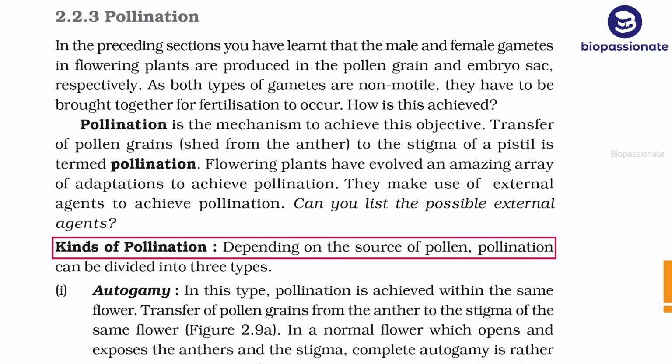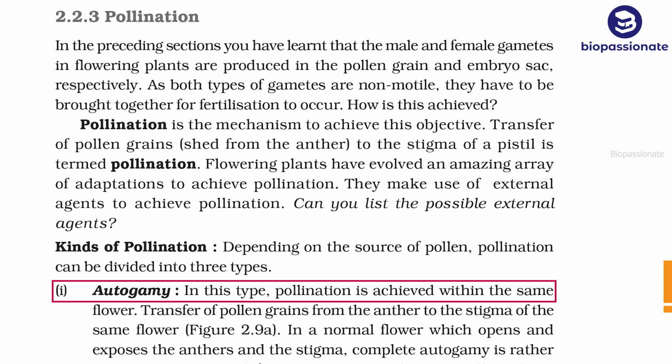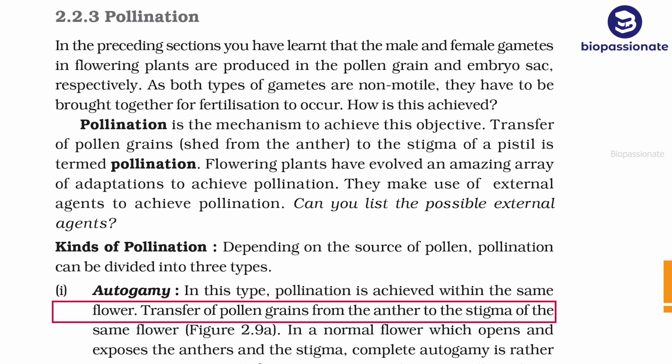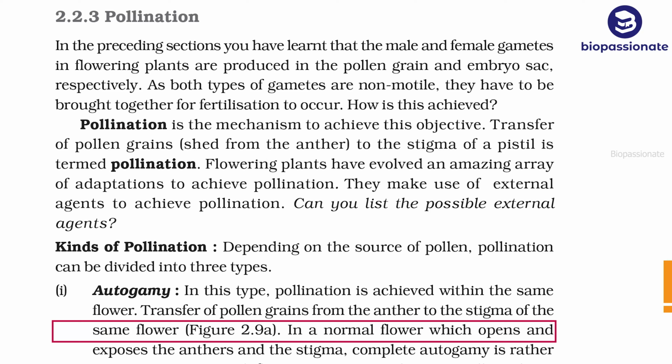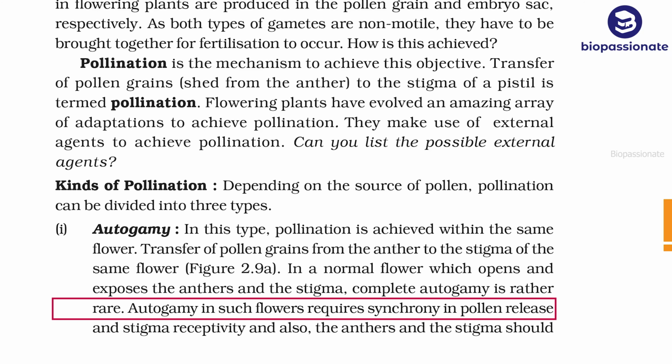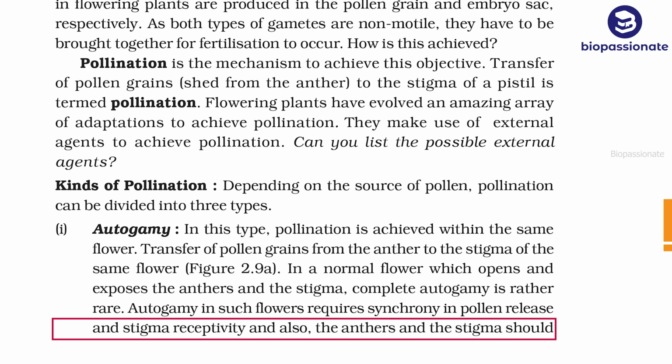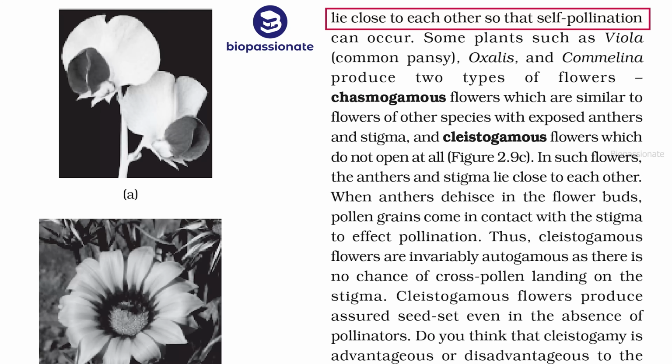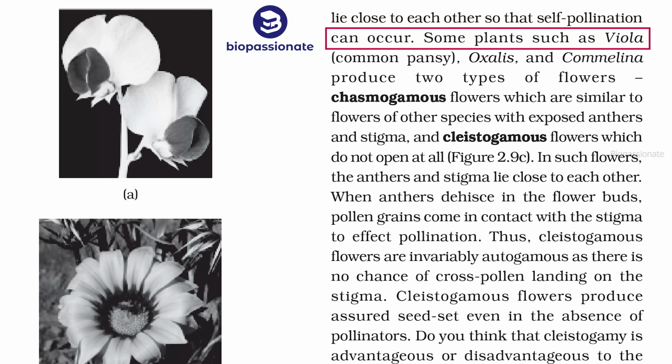Kinds of pollination. Depending on the source of pollen, pollination can be divided into 3 types. 1. Autogamy. In this type, pollination is achieved within the same flower. Transfer of pollen grains from the anther to the stigma of the same flower. Figure 2.9a. In a normal flower which opens and exposes the anthers and the stigma, complete autogamy is rather rare. Autogamy in such flowers requires synchrony in pollen release and in stigma receptivity, and also the anthers and the stigma should lie close to each other so that self-pollination can occur.